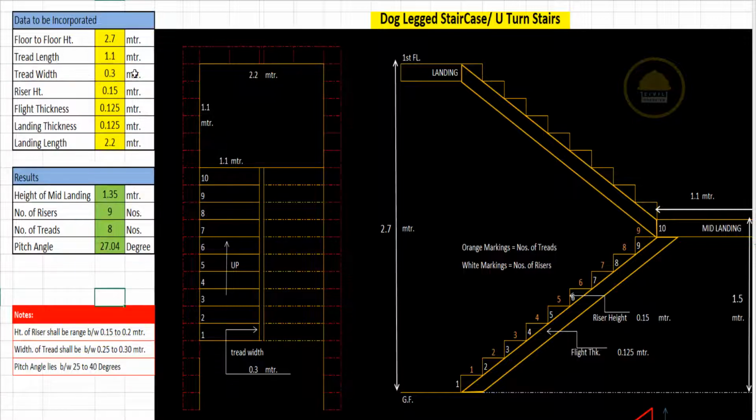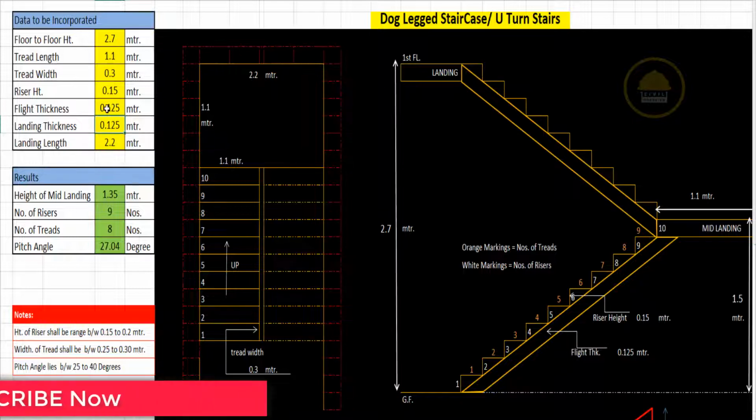I am taking the tread width as 0.3 meter, and the riser height shall range between 0.15 to 0.2 meter. So I am considering the riser height as 0.16 meter. Just for your calculation I can also take it as 0.15, which is most usable. Next, the flight thickness: we are taking 0.125, or 125 millimeter, of slab thickness, and the landing thickness is also the same because you have to maintain that slab thickness also.